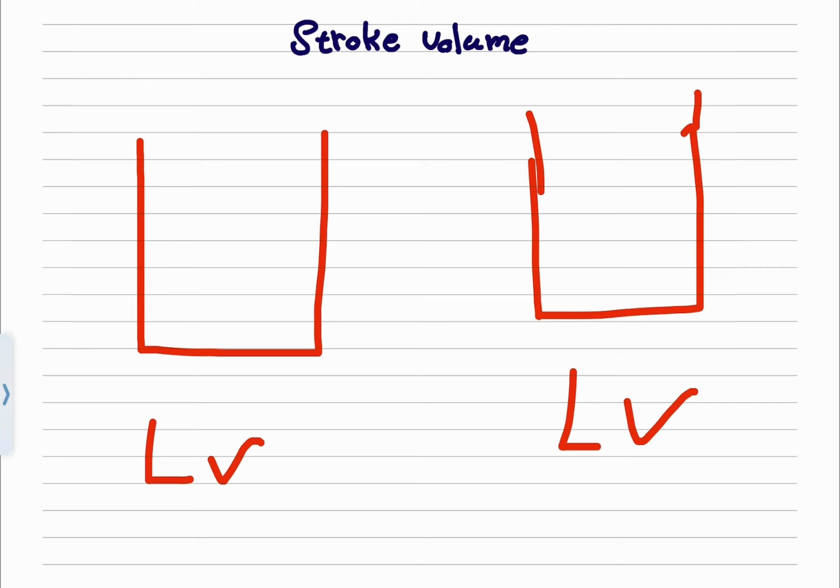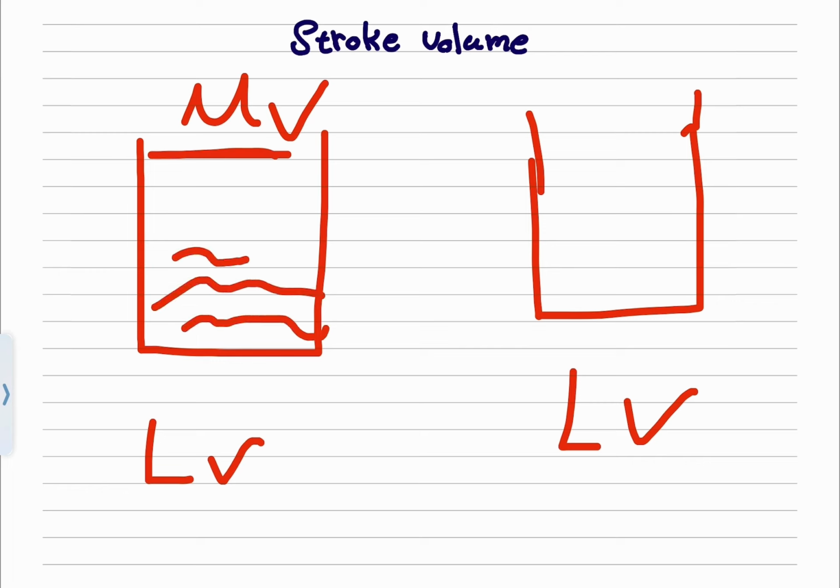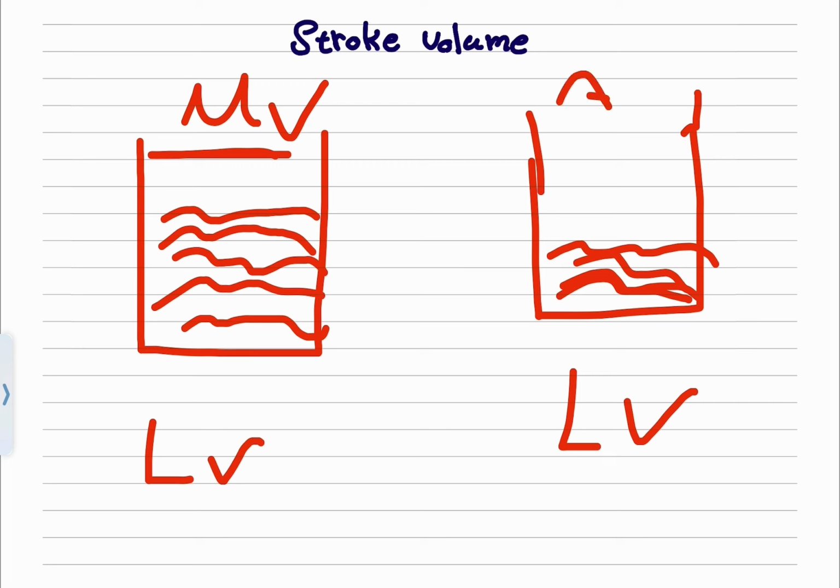So let's say that right now in the first left ventricle we have the mitral valve, and the mitral valve is filling the left ventricle with blood that is coming back from the left atrium through the pulmonary veins. So it's oxygenated blood. And in the second left ventricle, we have the rest of the blood that is left after the aortic valve was closed, and the amount of blood in here was taken by the aorta to the rest of the body.